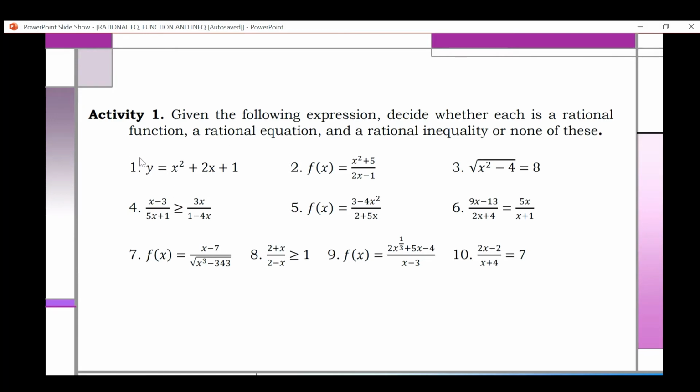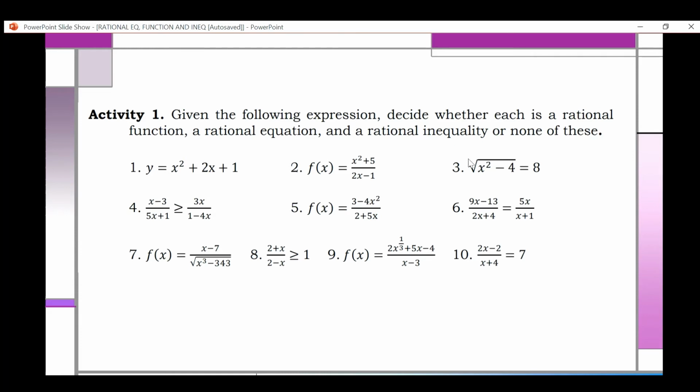Okay, for number 1, we have y equals x squared plus 2x plus 1. Okay, so the answer is none of this. So it's just a polynomial function. Okay. Number 2, we have f of x equals x squared plus 5 over 2x minus 1. Okay, so we have here a rational expression rather, and then we have here the notation of a function. So number 2 is a rational function.